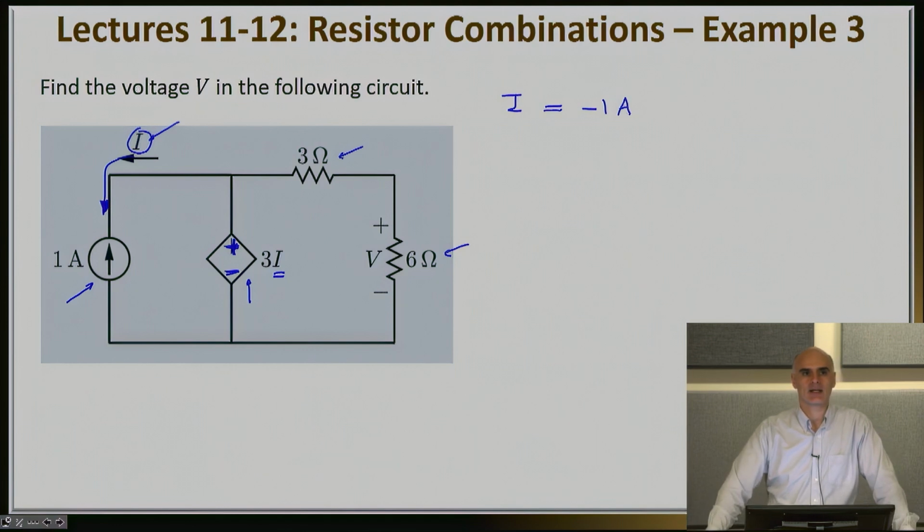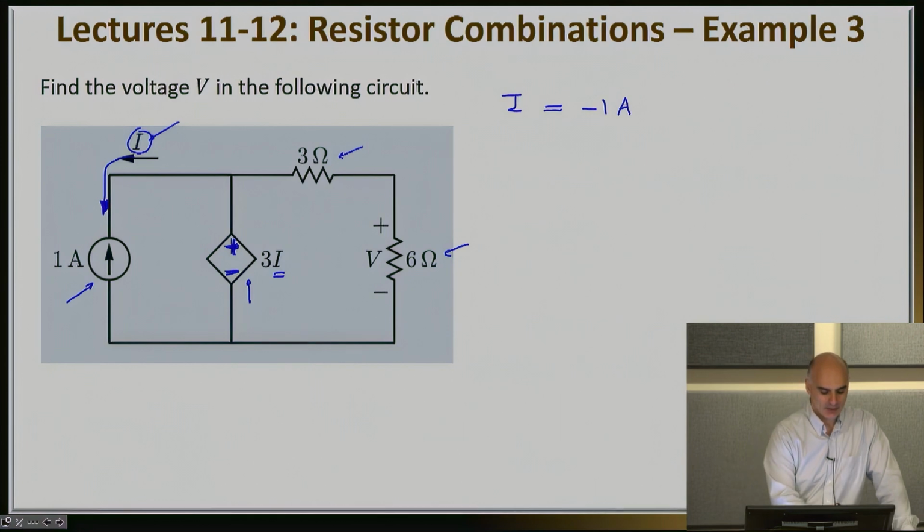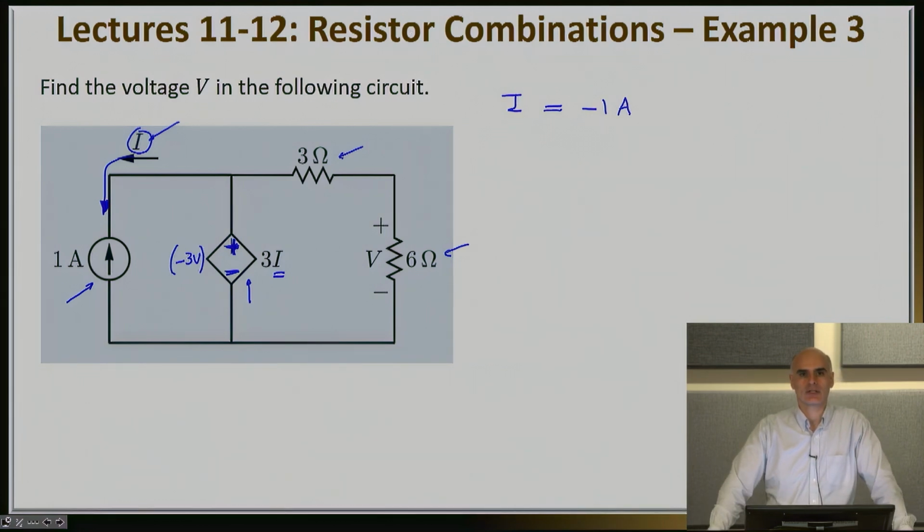I highlighted there with blue the polarity of this voltage source, and 3 times negative 1 essentially will give you negative 3 volts, which is the voltage that this dependent source is creating. So now we know exactly the value of the dependent source. Let's take a more careful look at the circuit.